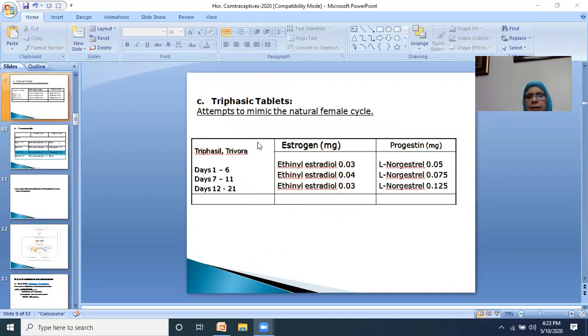Then we can have triphasic pills. From day 1 to 6, ethinyl estradiol 0.03 milligram. From 7 to 11, it is 0.04 milligram, and L-norgestrel from 1 to 6 days was 0.05, and from 7 to 11, it has been increased to 0.075. Estradiol first increased from 7 to 11 days, now from 12 to 21 days, again decreased to 0.03 milligram, and L-norgestrel has been increased to 0.125 milligram. So these triphasic tablets like Trifizal, Trivura, they try to mimic the natural female cycle.